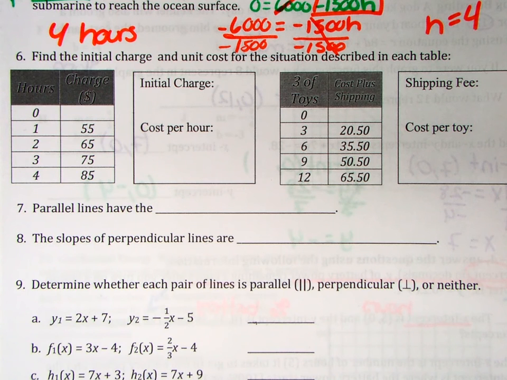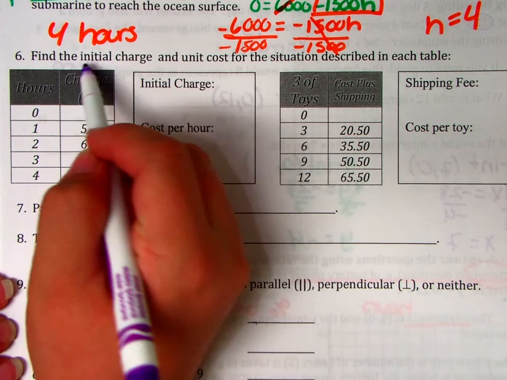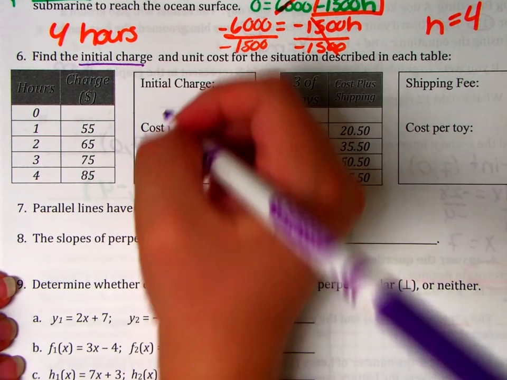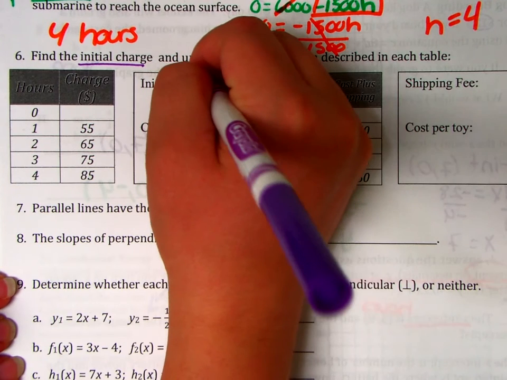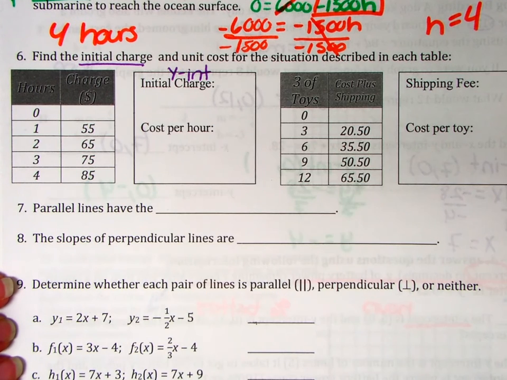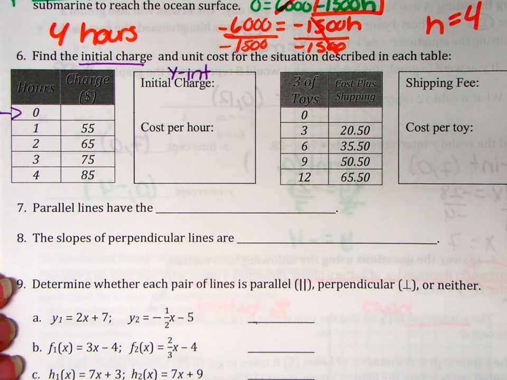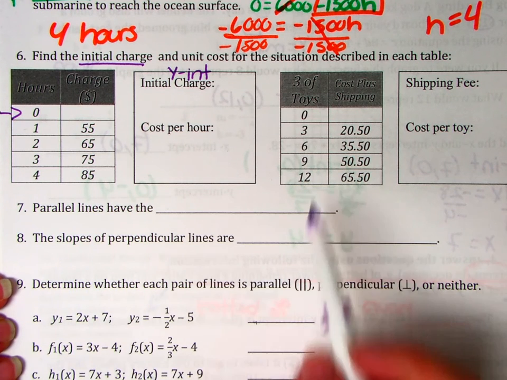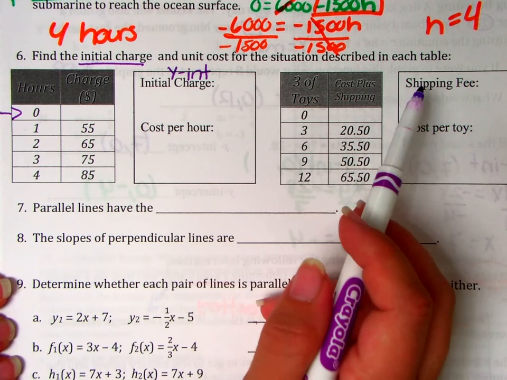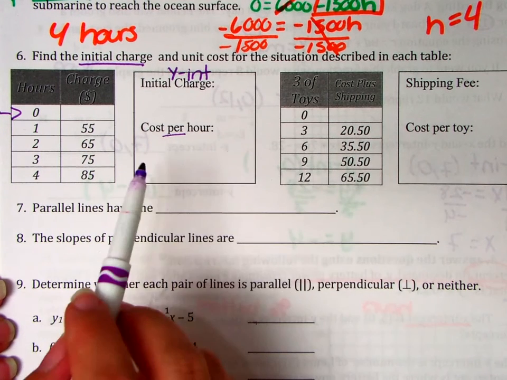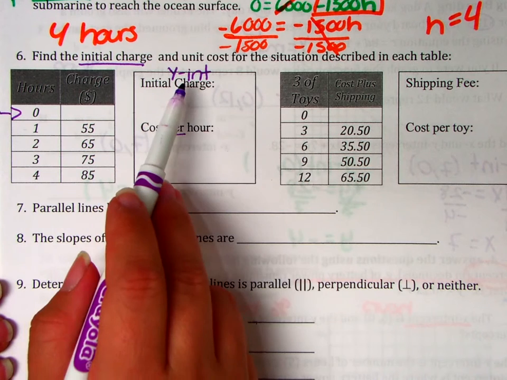Find the initial charge. Well, we know the word initial is a key word. Anytime you see initial or starting, we're always talking about the y-intercept. And what do we know about the y-intercept? The x is always going to be 0. And the unit cost for the situation best described. We know the word per means to multiply, so we're talking about our slope. So they want us to find our y-intercept and our slope.